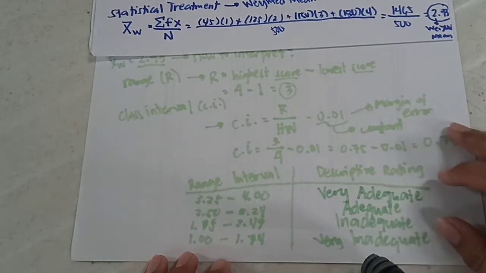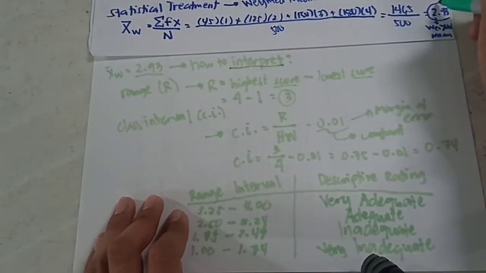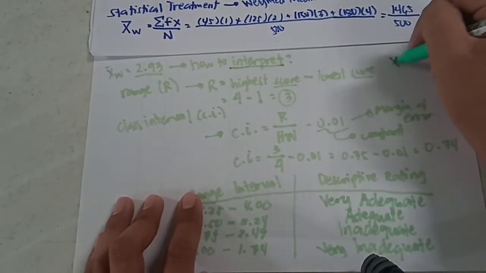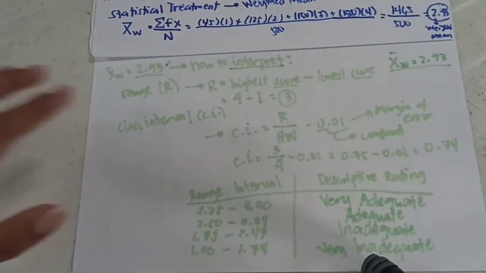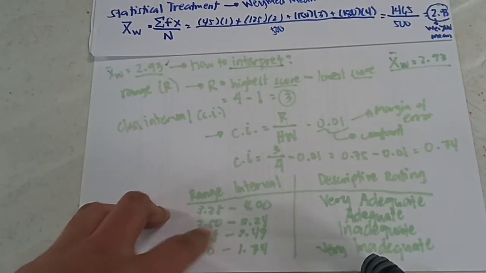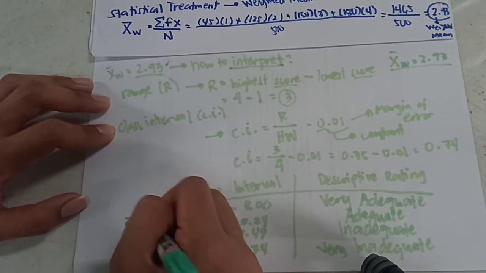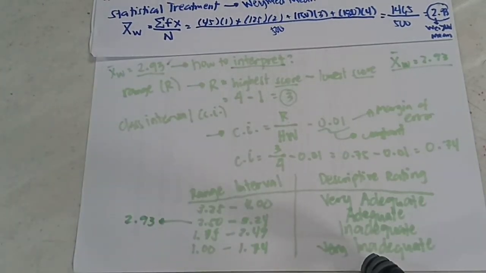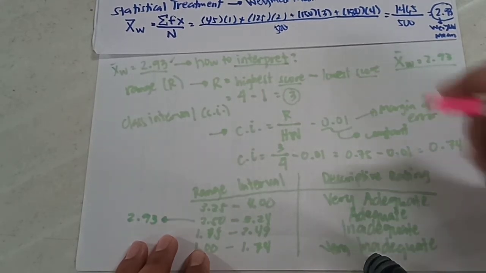Okay. So with this range and class intervals, we can now interpret the meaning of this weighted mean. So what was the weighted mean once more? The weighted mean we got was 2.93. So in what range interval does 2.93 come in? Obviously it is in the range of 2.50 to 3.24. So meaning to say, since the weighted mean is in the range interval of 2.50 to 3.24, our descriptive rating will be adequate.